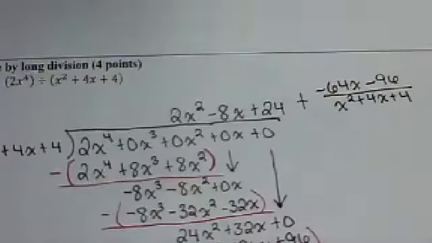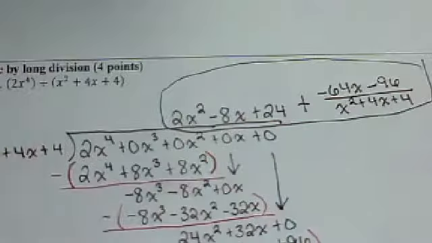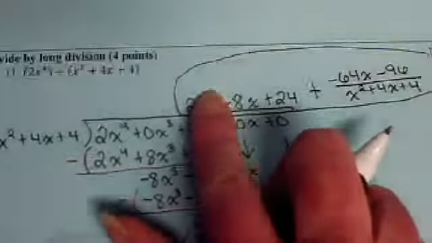And we're good. This would be our solution. That is our quotient plus the remainder over what we divided by.